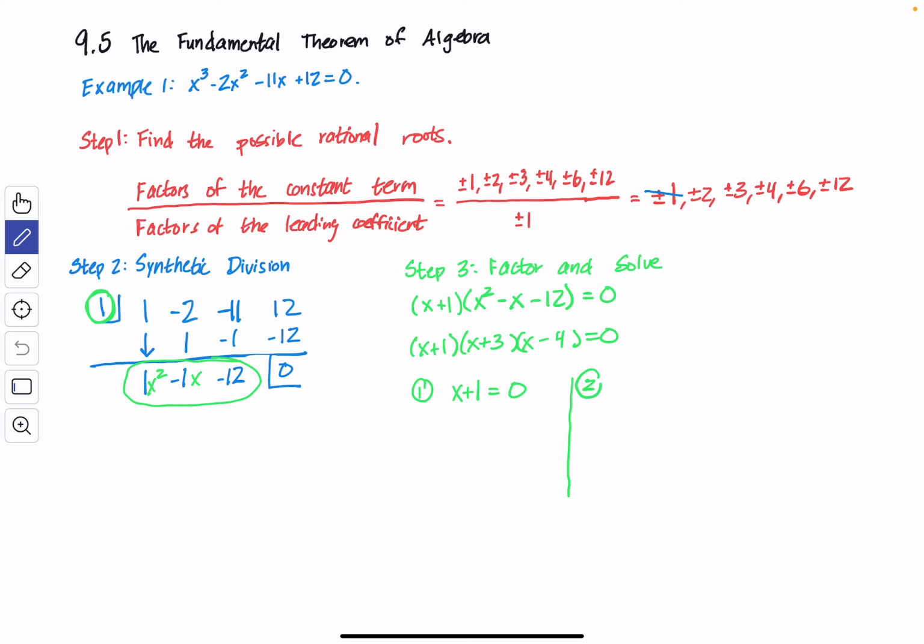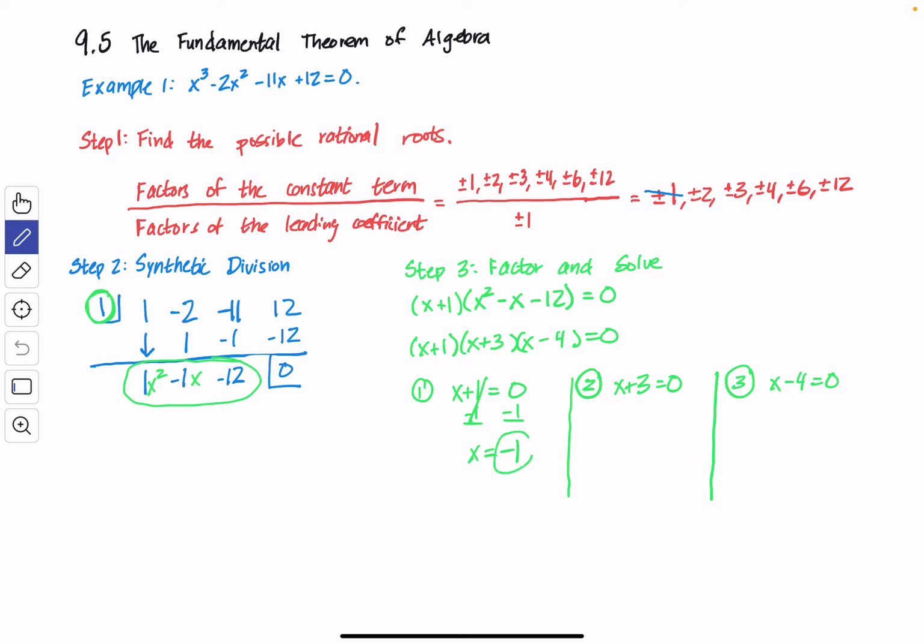The second equation comes from the second parentheses. X plus 3 equals 0. And then my third equation comes from my third parentheses. X minus 4 equals 0. So I'm just going to solve these. And these are going to work out really nicely. So here I just have to do minus 1 on both sides. And I get an answer of negative 1, which I already knew.